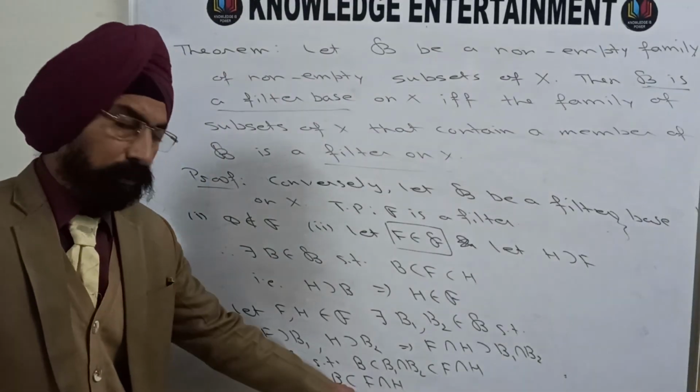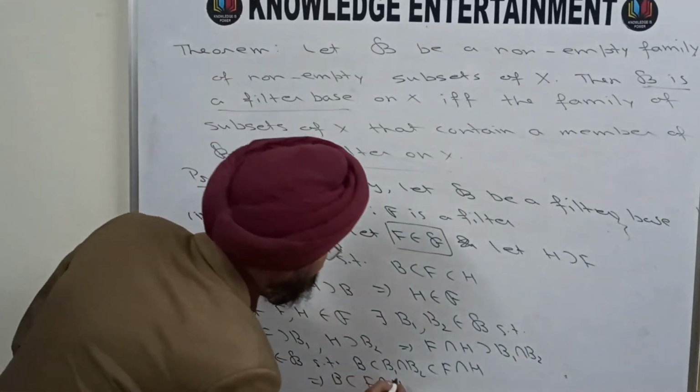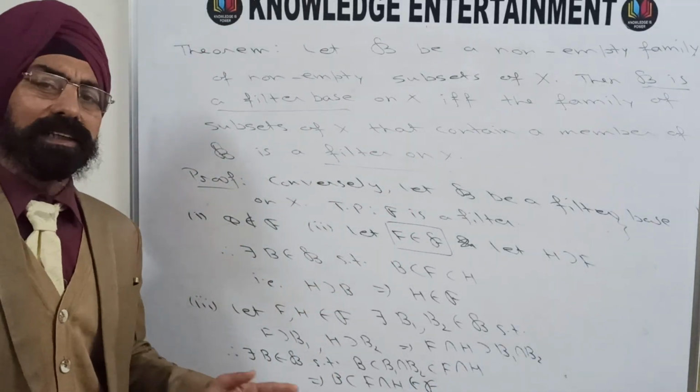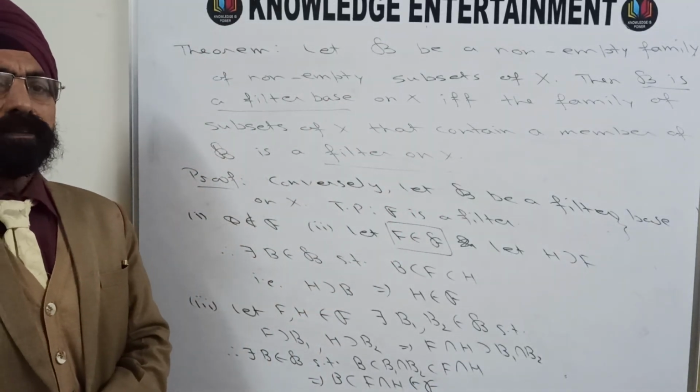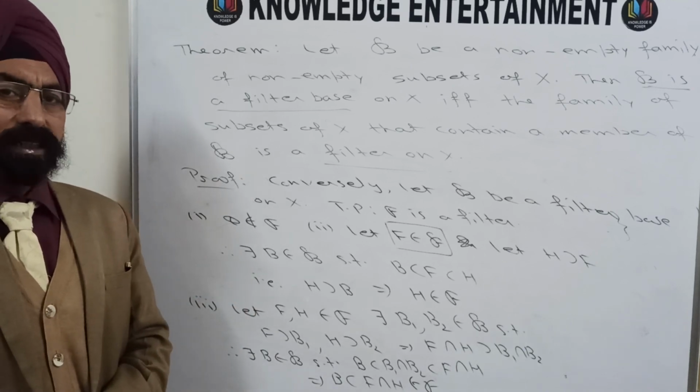And any subset of X that contains a member of B is a member of F. So this F intersection H belongs to F, and it satisfies the third condition for F to be a filter. So that means if B is a filter base, then F is a filter.